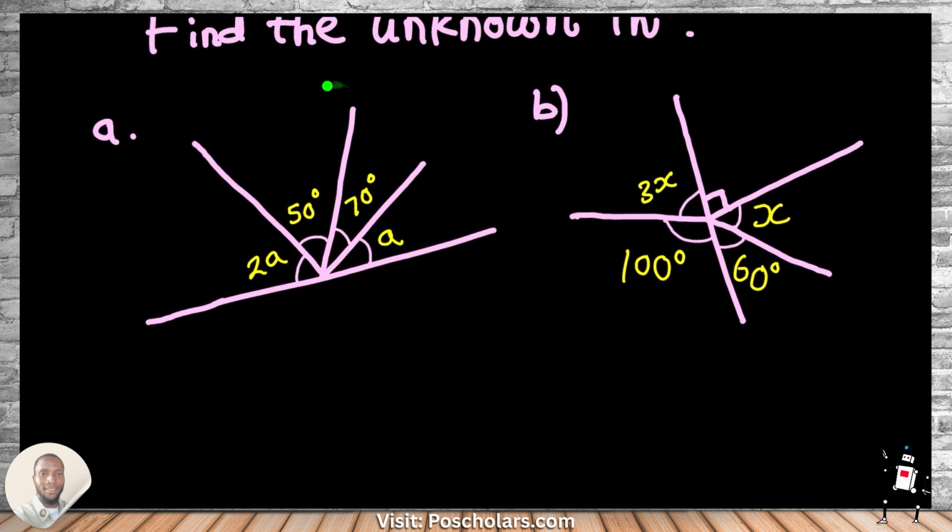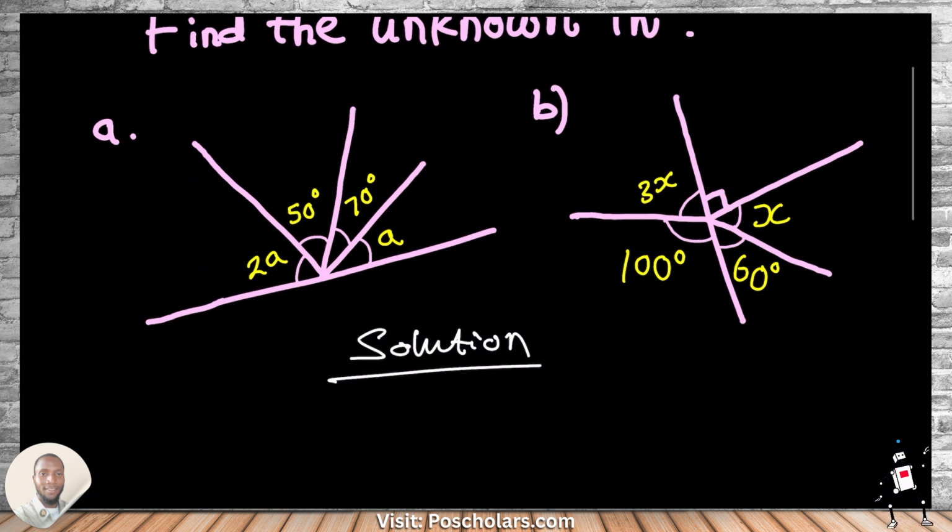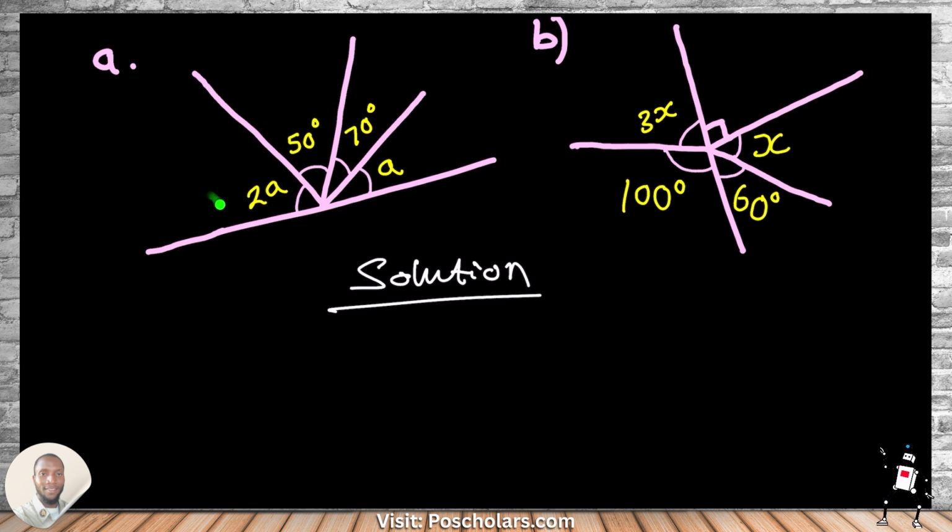Now looking at this diagram, we have angle a, 70 degrees, 50 degrees, and 2a. Now we are asked to find the unknown. Which of these is the unknown? a is the unknown and 2a is also unknown. So before we start solving, let's write solution. Good. Now to attempt this question, what we need to understand is the properties of angles and some concepts.